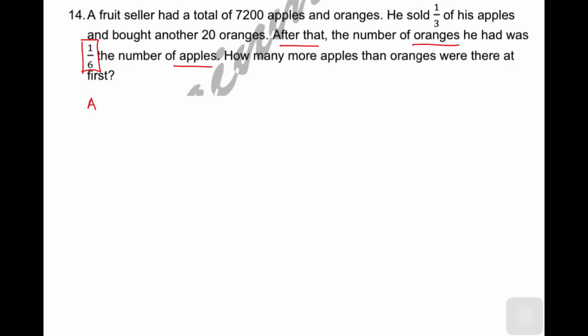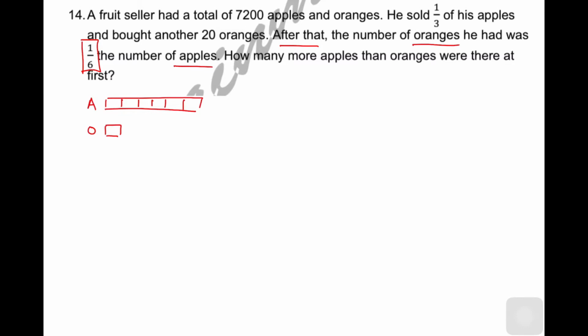So we draw the model. Apples is 6 units, and your oranges is 1 unit. Okay, so this is in the end. So we need to draw it backwards to tell you the original number of apples and oranges the fruit seller had at first.